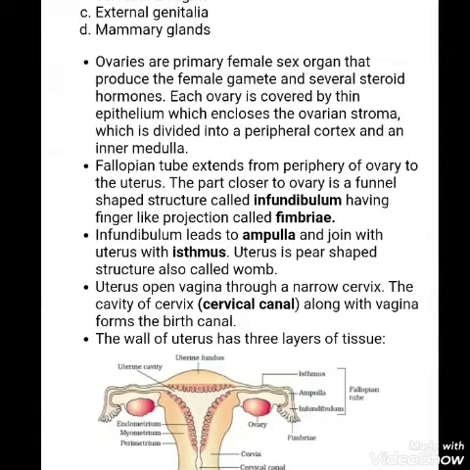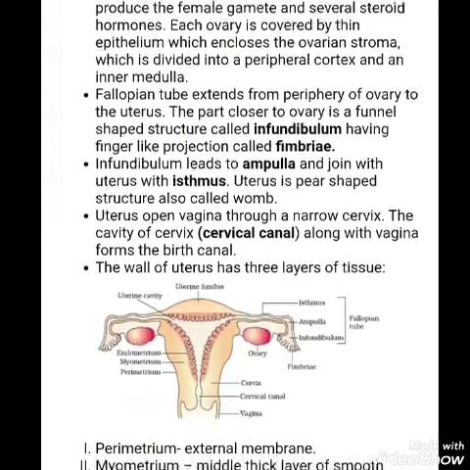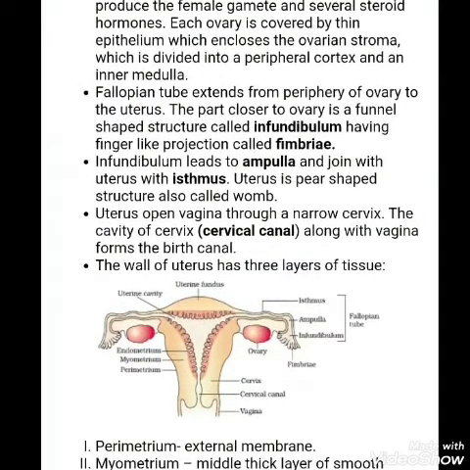Now in the structure, I am just pointing out certain different parts of the female reproductive system. First of all, I am pointing to this area, which is known as the ovary. There is a pair of ovaries, left and right side, and in 28 days they produce one ova.